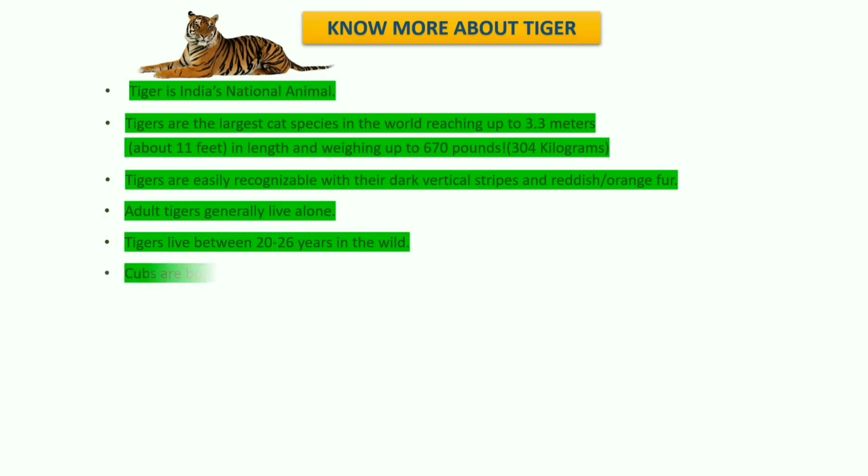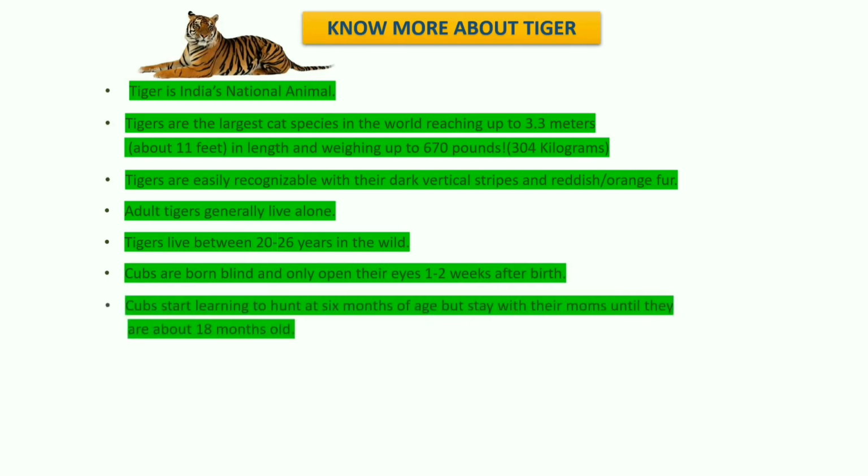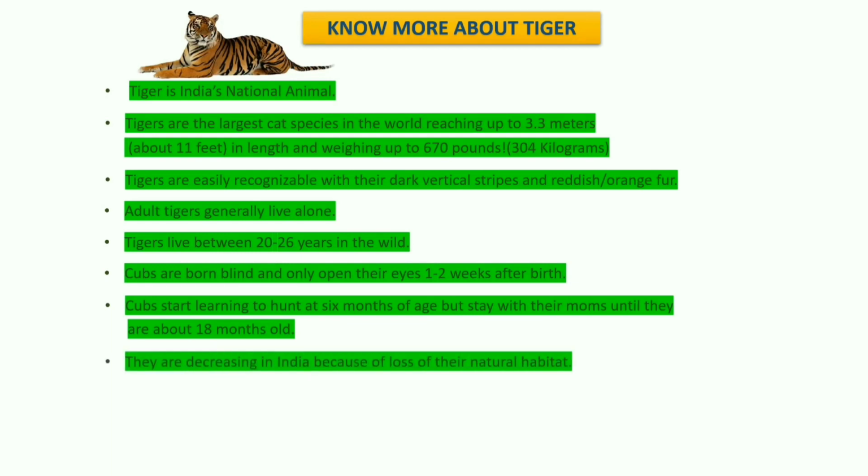The next, cubs are born blind and open their eyes 1 to 2 weeks after birth. Cubs start learning to hunt at 6 months of age, but stay with their moms until they are about 18 months old. They are decreasing in India because of loss of their natural habitat. Because of deforestation, they are decreasing day by day.